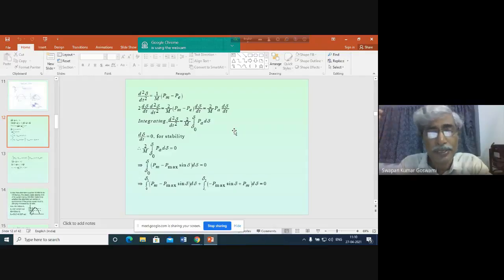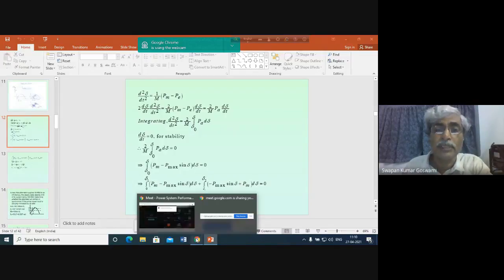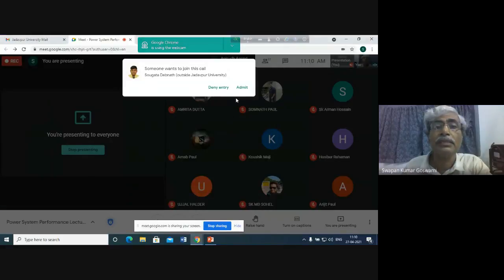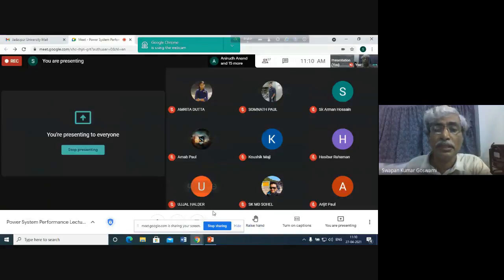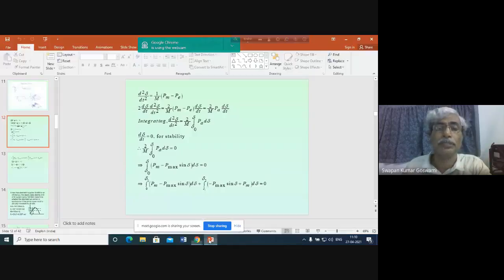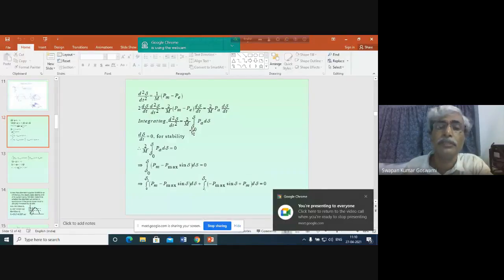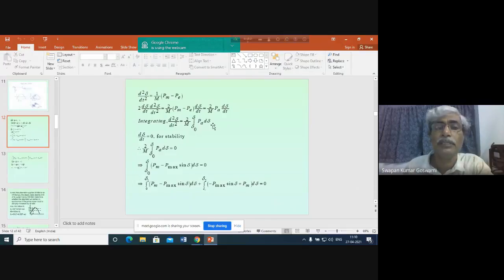So if any extra energy is inserted into the rotor of the generator, it has to be extracted from it. In one word, if we ask what is the condition for transient stability, this is the condition for stability: if any extra energy is imparted into the rotor, that has to be extracted from it. This is the meaning of this expression, that the integration of PA d delta from delta 0 to delta is 0.